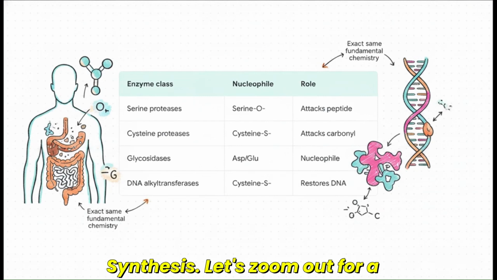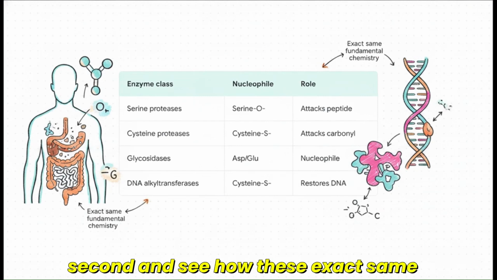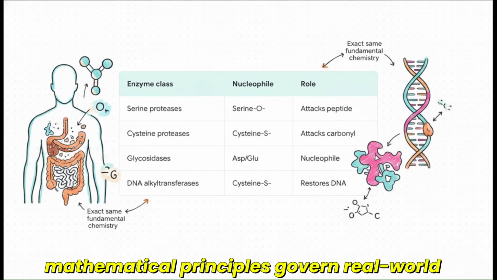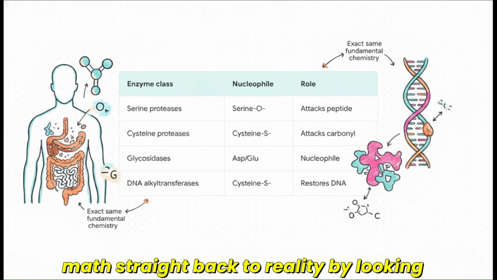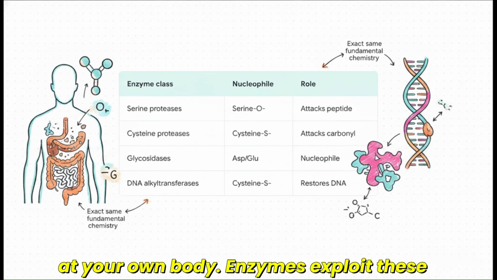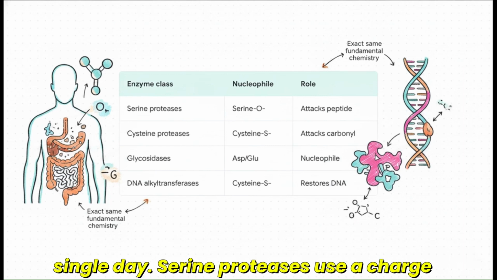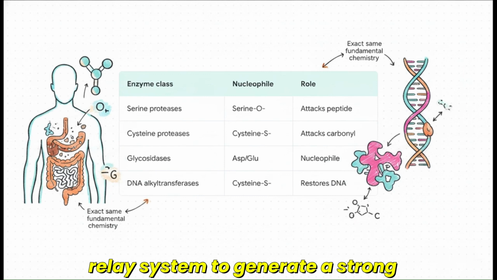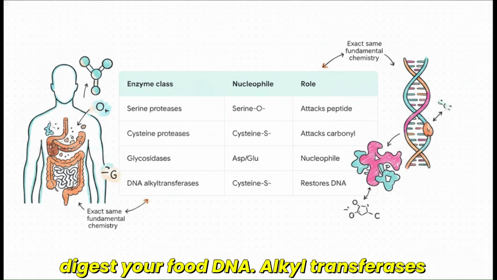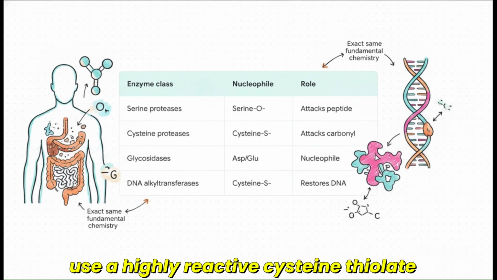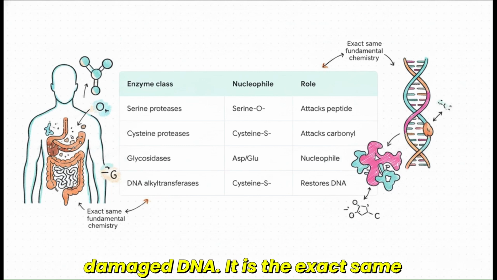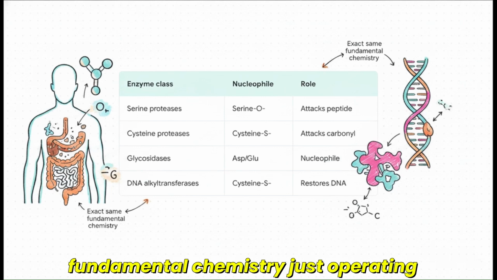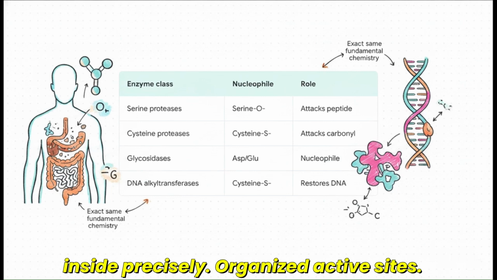Final section, number 5, Biology and Predictive Synthesis. Let's zoom out for a second and see how these exact same mathematical principles govern real-world systems. We can anchor all this complex math straight back to reality by looking at your own body. Enzymes exploit these exact nucleophilic principles every single day. Serine proteases use a charge relay system to generate a strong alkoxide-like oxygen nucleophile just to digest your food. DNA alkyl transferases use a highly reactive cysteine thiolate to attack alkylated guanine and restore damaged DNA. It is the exact same fundamental chemistry, just operating inside precisely organized active sites.